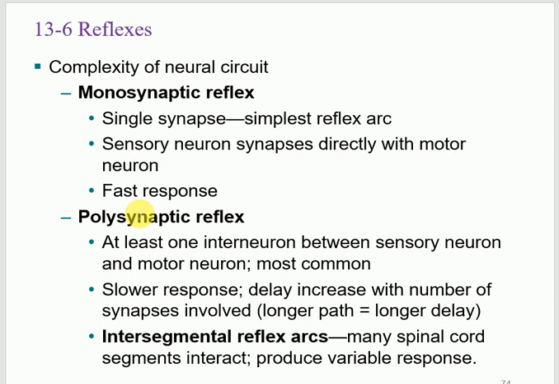Two. So is this mono or poly? Polysynaptic. It can get more complicated than that, depending on which segment we are talking about. Let's say this is L4. Everything here is L4: afferent or sensory, interneuron, and efferent or motor. All of this is at the same level.